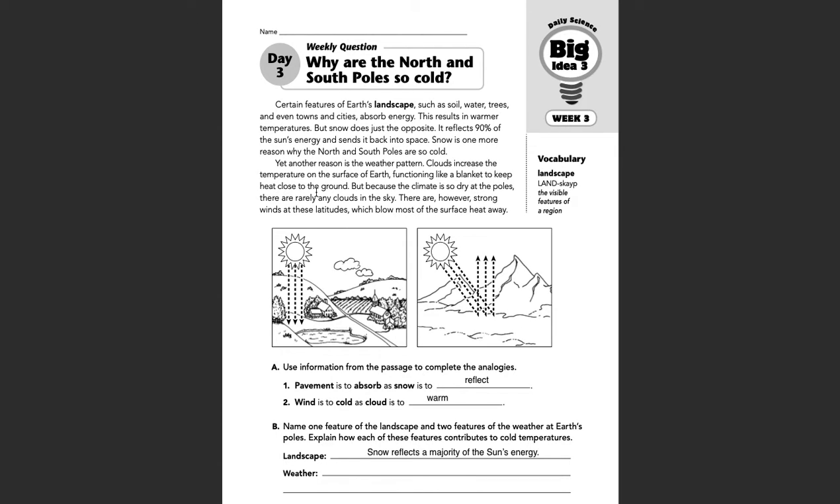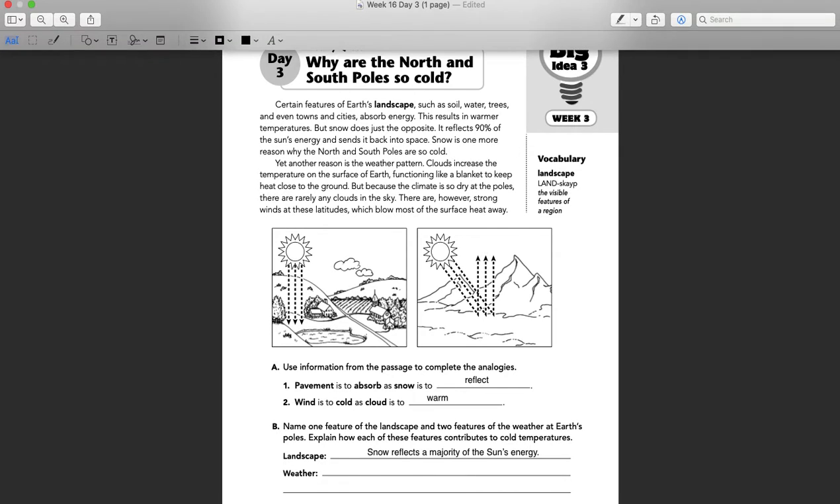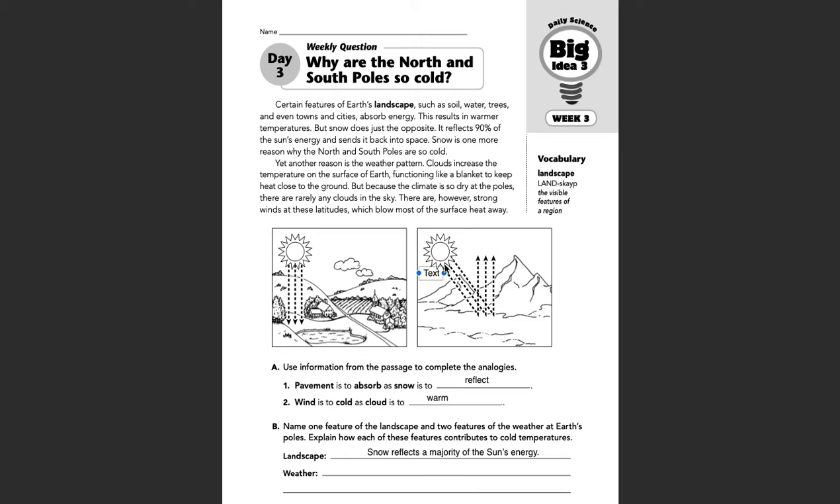Because the climate is so dry at the poles, there are rarely any clouds in the sky. So when there's few clouds, it's not going to be able to keep heat close to the ground. And then we could also mention how the winds at these latitudes blow most of the surface heat away. So towards the bottom of that second paragraph, you can find both of your responses.